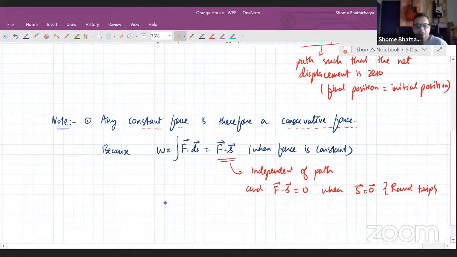So for example, as we discussed last time, weight mg is a conservative force.